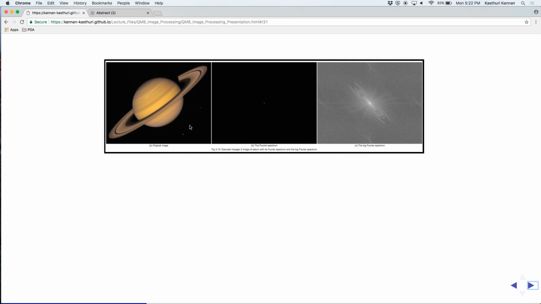Here is an image of Saturn. If you just take the Fourier transform, you are just going to see one bright dot here, right? Because only the largest spectra are shown. That's why if you take the log transformation, you see a much better Fourier spectrum. As such, you may say that this doesn't mean anything, but it actually means a lot.